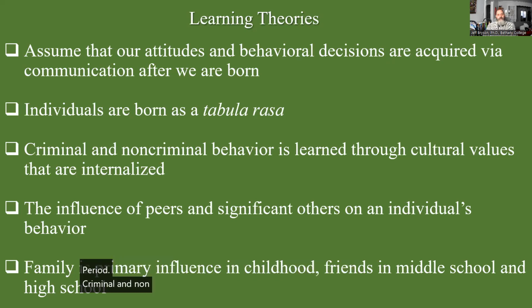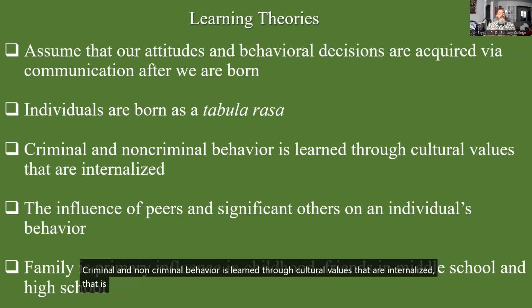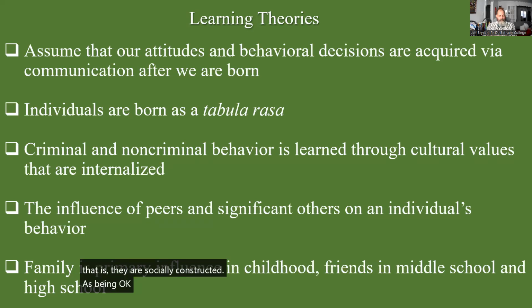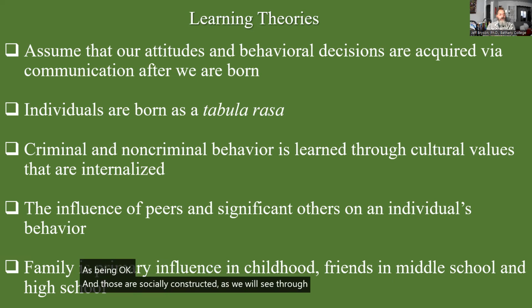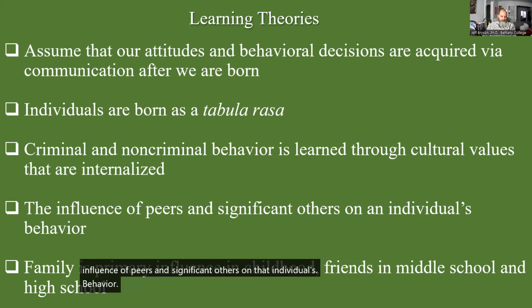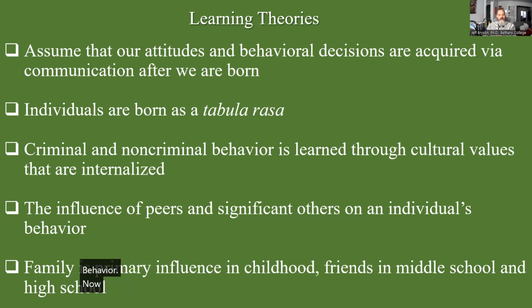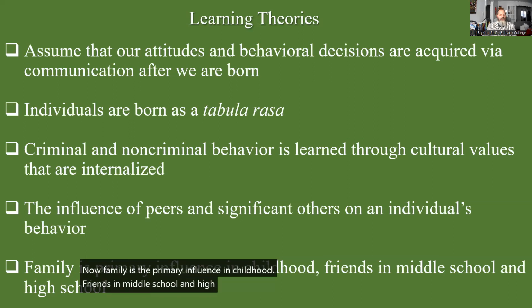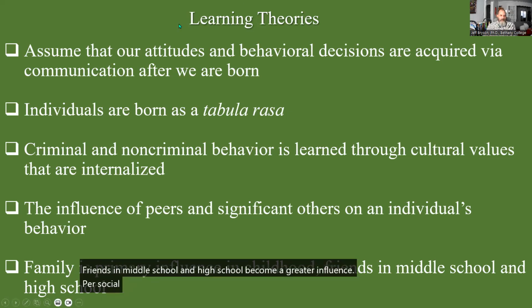Criminal and non-criminal behavior is learned through cultural values that are internalized. That is, they are socially constructed as being okay. And those are socially constructed, as we will see, through interaction with others or the influence of peers and significant others on that individual's behavior. Now, family is the primary influence in childhood. Friends in middle school and high school become a greater influence per social learning theory.